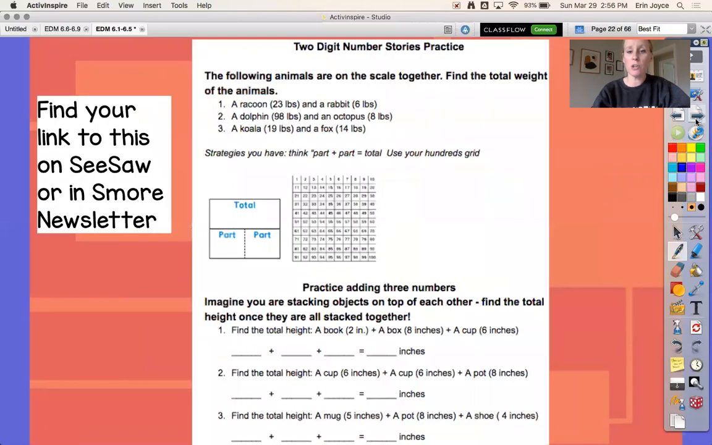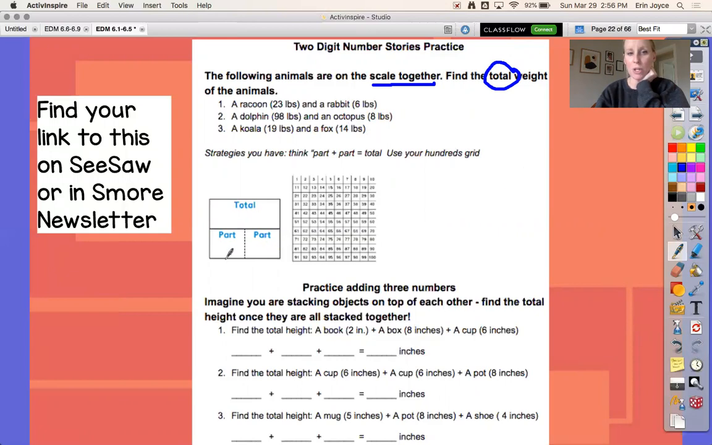Let me just jump ahead and show you the page that you're going to see either posted to Seesaw or in your S'more newsletter. Here it is. It asks you, again, same idea. The animals are on a scale together. Find the total weight of the animals. So a raccoon and a rabbit, a dolphin and an octopus, a koala and a fox. Okay, so those are three different problems.